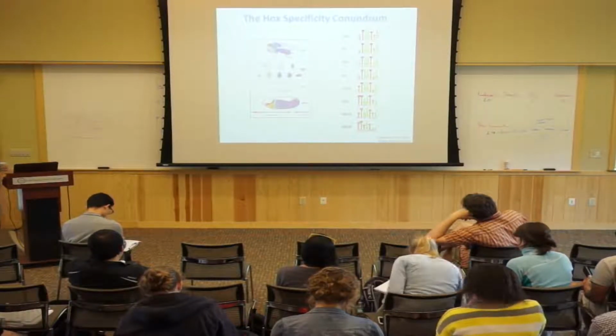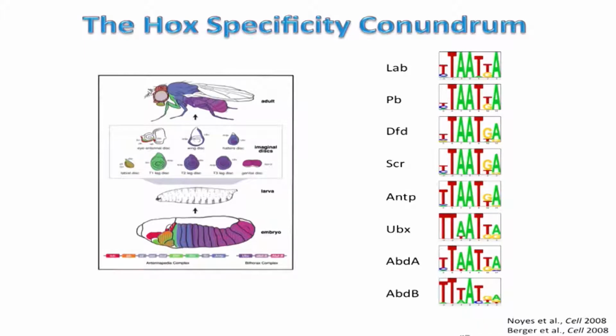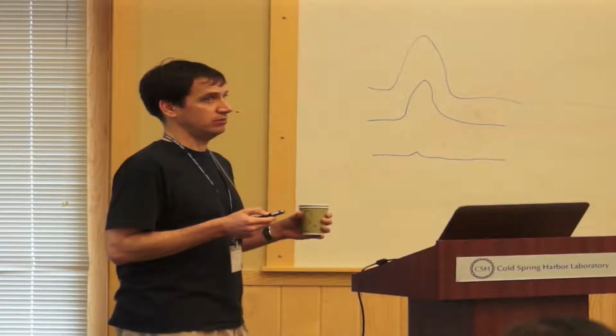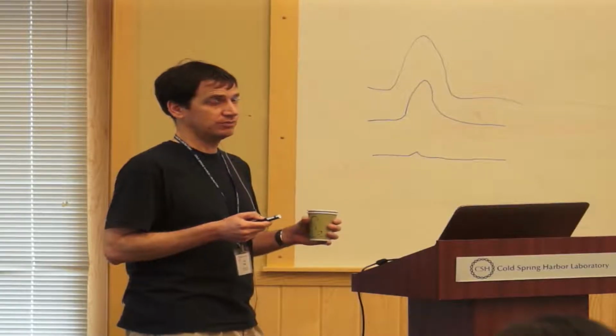But so the fly we're just looking at, here they are, right? And of course there are different isoforms of ultrabithorax. We'll talk about that a little bit later. So the open question is, how are these Hox genes differentially regulating different downstream targets, right? If they're binding to the same sequences.